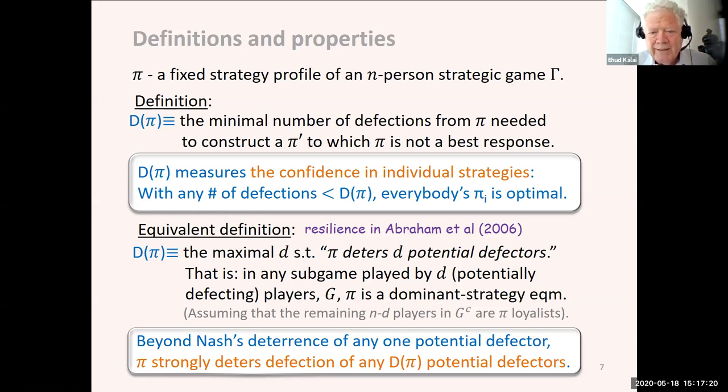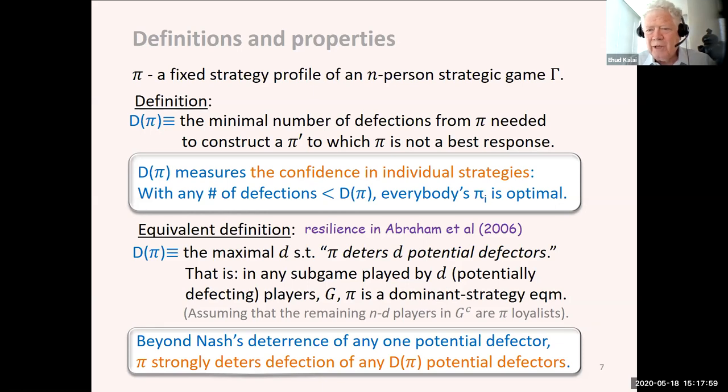So π deters D potential defectors in a strong sense means the following. If you look at any subgame that is played by D players, these are the potential defectors in my mind, and the group is G, assuming the players outside of G are staying with the equilibrium strategies π, for any member of this potentially defecting group, his or her πᵢ is a dominant strategy equilibrium in this defection game. And that's what I mean by strongly deterred.